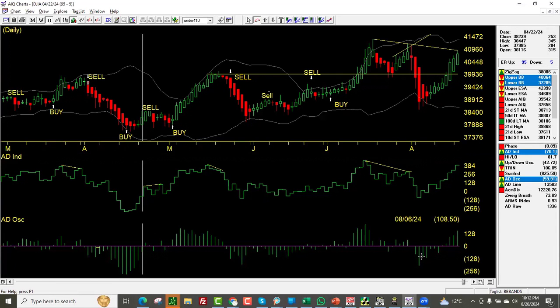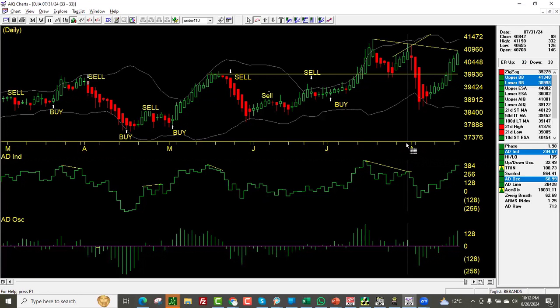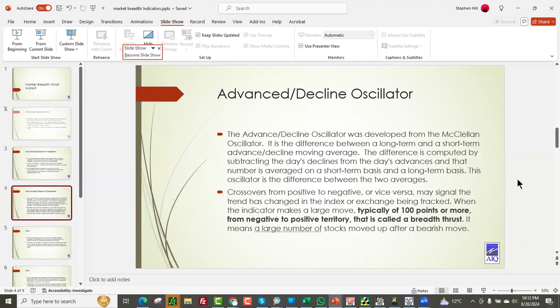Right here, this down move was very, very powerful. And I thought there might be something here that would indicate one of those 100-point moves, part of the observation of how this indicated a powerful bearish signal like that. And I look for it here. Of course, we're looking for the AD oscillator to change by 100 points. Remember, this is the thing: the 100 points or more from negative to positive, not the other way around.